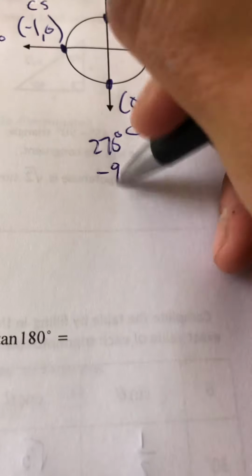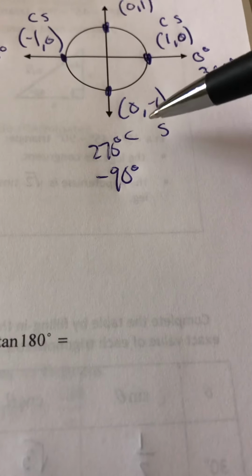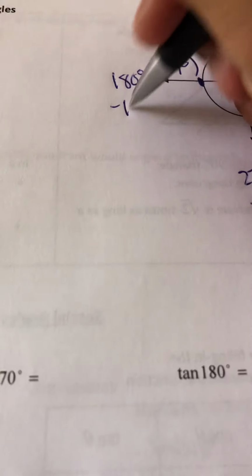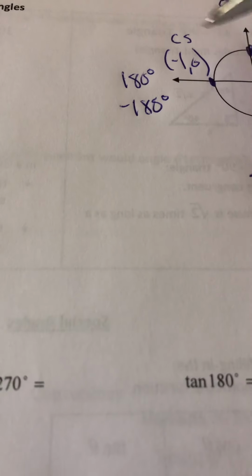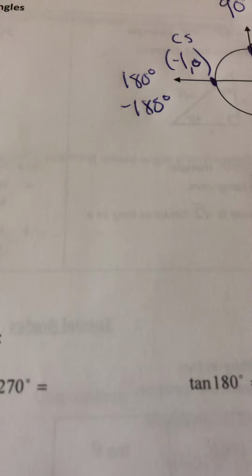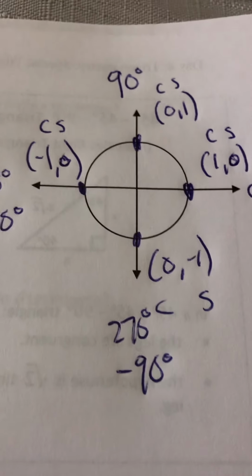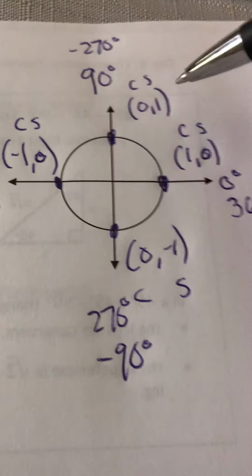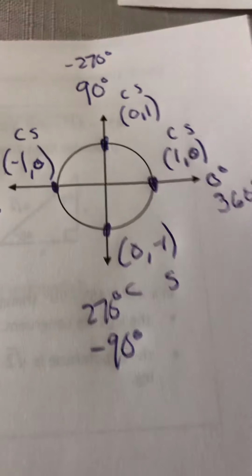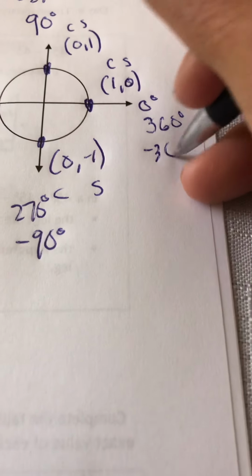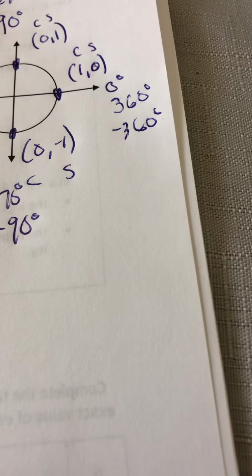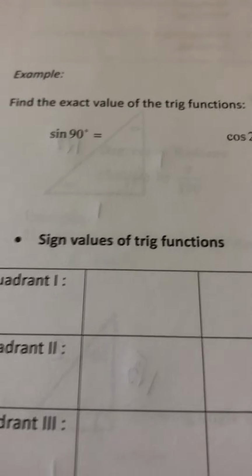So this would be -90 degrees. And at -90 degrees, cosine is 0, sine is -1. At -180 degrees, cosine is -1, sine is 0. And at 90 degrees, also known as -270 degrees, cosine is 0, sine is 1. And if we go -360, going full circle, cosine is 1, sine is 0. So taking a look at this, these are some examples for it.